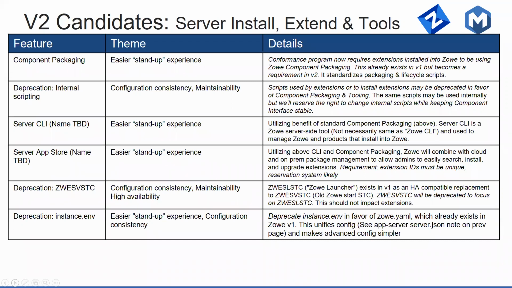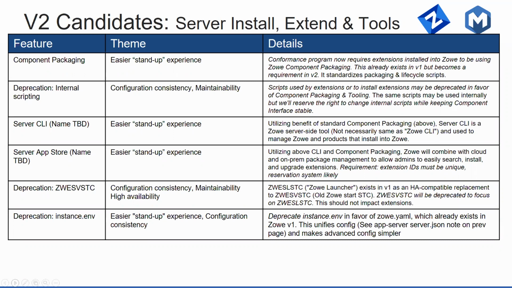The component tooling may be calling these internal scripts, but we need to reserve the right to change these in order to make the end user experience better. So we're going to use the component interface as the thing that we're keeping stable in the future. When we have all of the standardization and stability, we can build a CLI on top of it. This may not be the Zoe CLI that we talk about so much, but really this is a CLI on the server side for the purpose of managing Zoe servers and products and extensions that run on top of them.